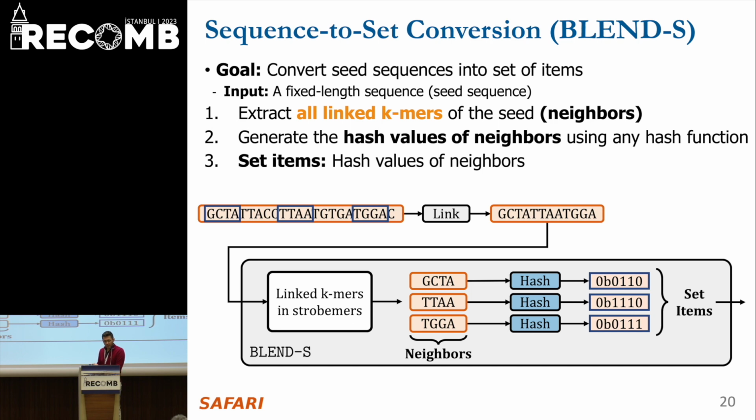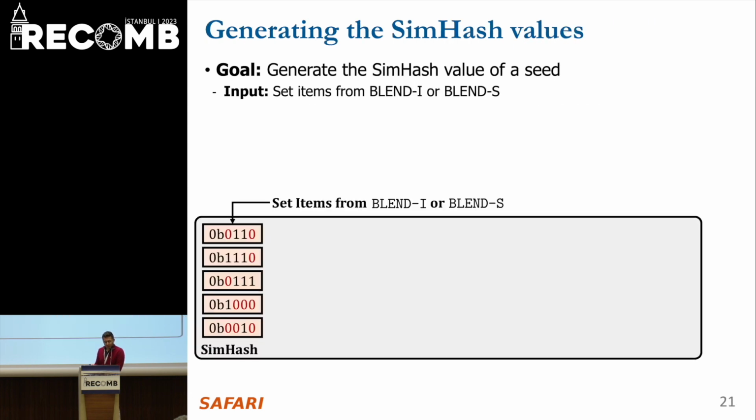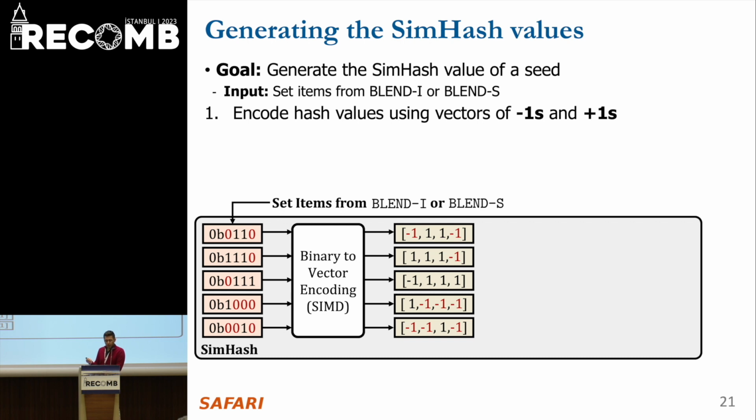We also have Blend S, which is very similar to Blend I. The purpose is to also use it for linked k-mers, for example, stop-mers. Rather than using all overlapping k-mers, we use the linked k-mers to identify the set items. But then, when we identify these set items, we can simply convert this binary to a vector where we have -1 for zeros and +1 for ones.